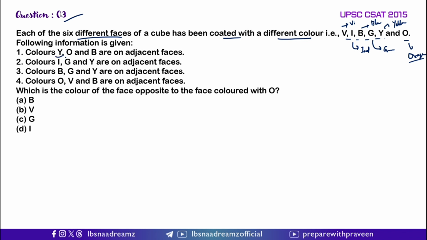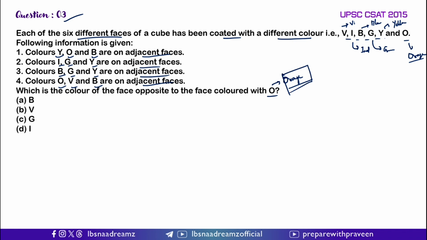Colors yellow, orange and blue are on the adjacent sides. Colors I, that is indigo, green and yellow, are on adjacent sides. Blue, green and yellow are on adjacent sides. Orange, violet and blue are on adjacent sides. What is the color of the face opposite to the face colored with O? So we have to find the color which is in the opposite direction of orange.